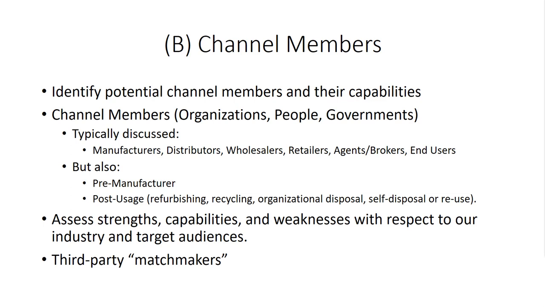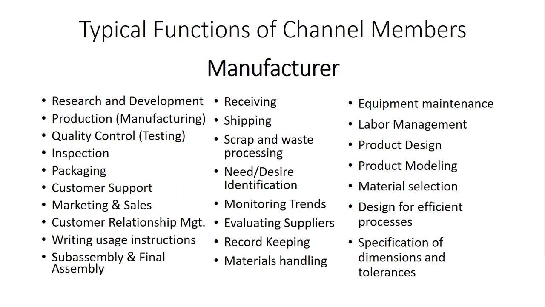Now, in the next few slides, we'll go back to the typically discussed channel members and briefly cover some of their many typical functions. So here's a huge list of functions that may be performed by a manufacturer or producer. The performance of some of these functions would depend on the nature of the distribution channel. For example, some of the functions performed in a direct-to-end user channel would likely be different than those performed in a channel that has a wholesaler and a retailer.